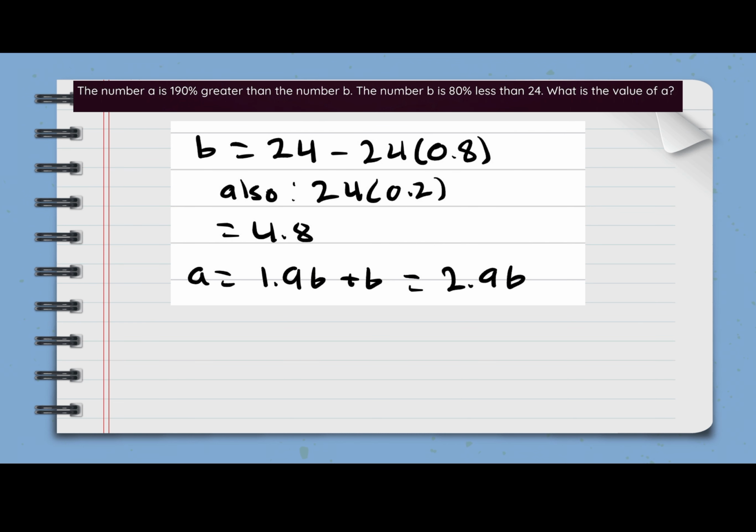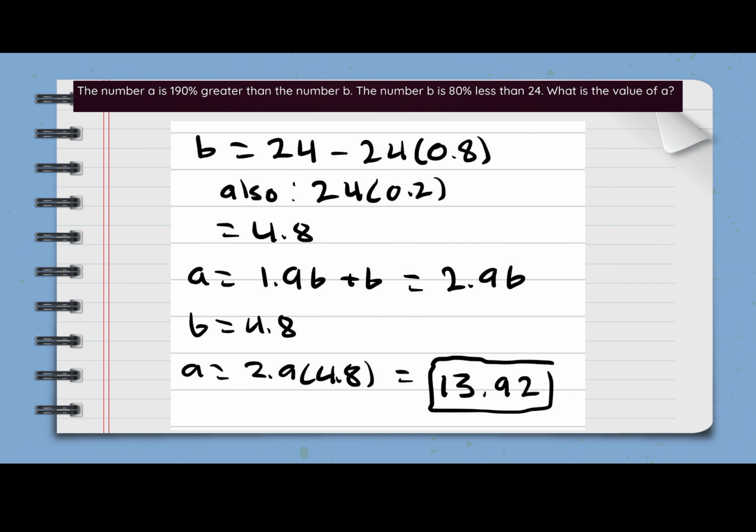And A is 190% greater than the number B. And if you're a bit confused on why you add by B, it is because we have that percentage greater than the number B, meaning greater than the number B means we also add by that number B. So once you solve for B, which we did in the first equation, you know B is 4.8, and you can just plug it in here and find that A is 13.92.